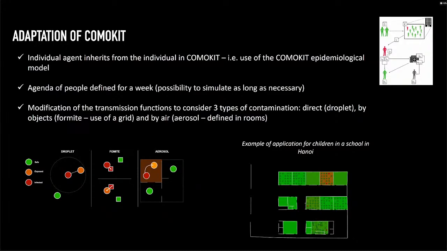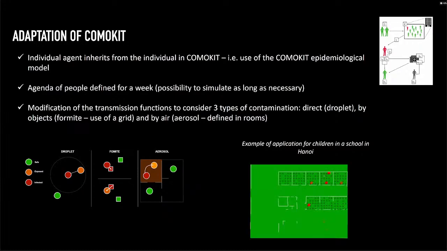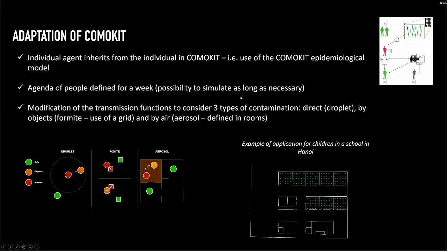concept of agenda. For our Proxemics model, the agenda is defined for one day. So for one day, you have all the activities of the agents, and in Comokit it's for one week. So what we did here was to extend the agenda of Proxemics to one week. And of course you can repeat the different weeks, so you can simulate as many as necessary.